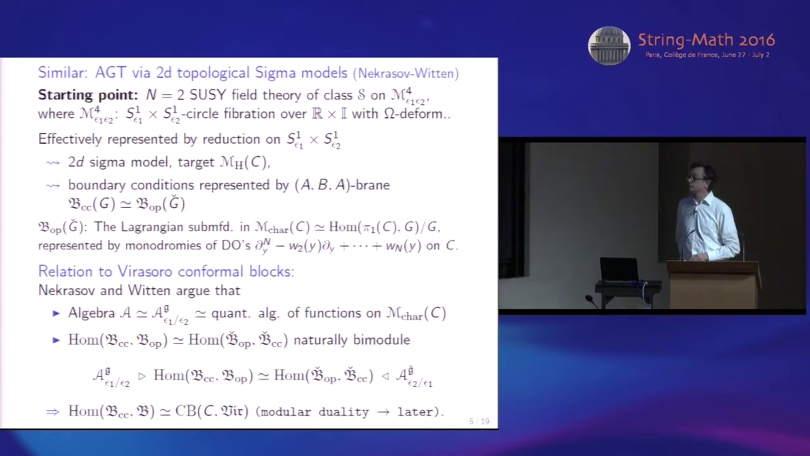Furthermore, if we consider the action of S-duality or mirror symmetry on these Hom spaces, basically it acts like Langlands duality or mirror symmetry, so B_cc becomes B-op and vice versa, each of which is associated to the Langlands dual group. And this is naturally a bimodule for the algebra A. And of course, in the same way, we can define a right action from the other side of the algebra A-check, which is associated to the Langlands dual group, with deformation parameters inverted, epsilon 1 over epsilon 2 going to epsilon 2 over epsilon 1.